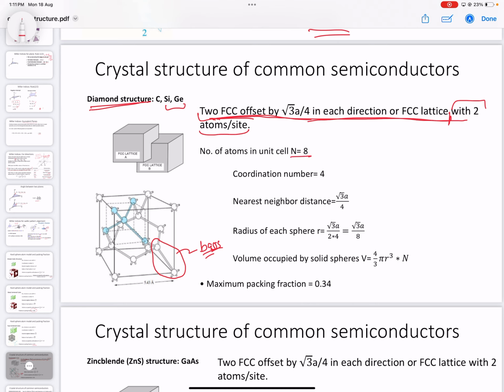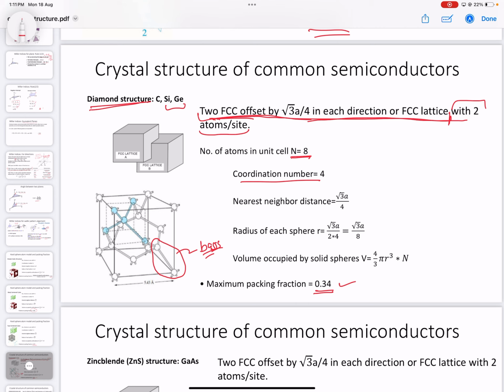The number of atoms you will get in a unit cell is 8, and the coordination number, meaning how many closest neighbors it has, is 4. If you calculate the packing fraction for silicon, it comes out to be around 34%, right? This is a very simple calculation under the hard sphere approximation. You assume each silicon atom is a sphere, and you keep increasing its size till it touches the other sphere. So this is the maximum packing fraction you can get.